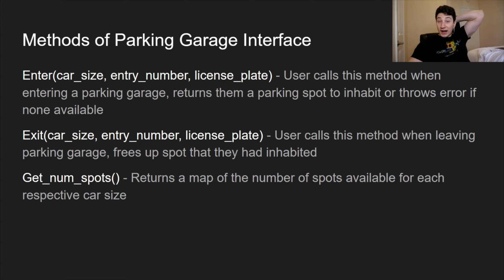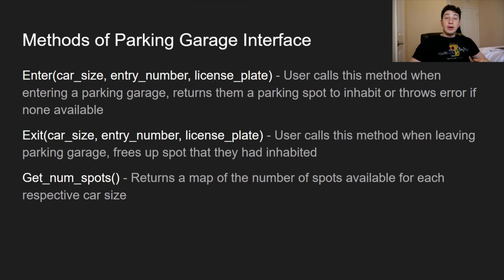So if we are actually going to have an interface as our parking garage, what are those three main methods going to look like that we have to be implementing? Well, the first one is going to be to actually enter the garage. That is going to take in something like a car size, an entry number, because it's possible that a parking garage might have multiple entrances and exits, and then also a license plate number. Basically, this means that a car with a given license plate is coming in through a certain entry number, and that car has a given size, and all our parking garage is going to do is return the name of the actual spot that they're going to be taking.